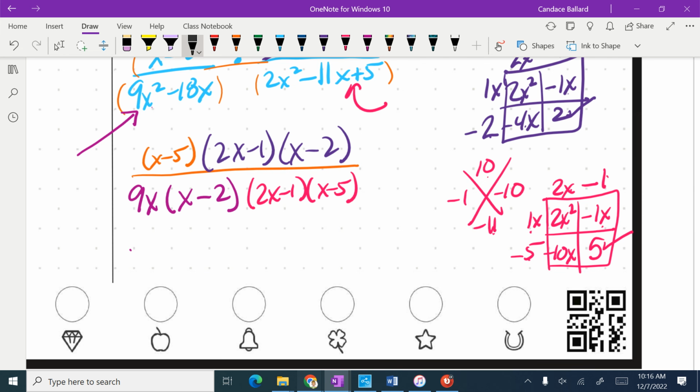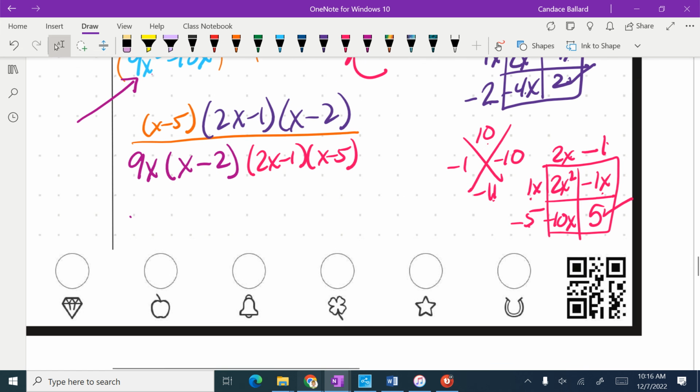All right. Did you do the crossing out part already? Oh, because we like that part, right? It's fun. All right, what did we cross out? X minus 2. Okay, what else?